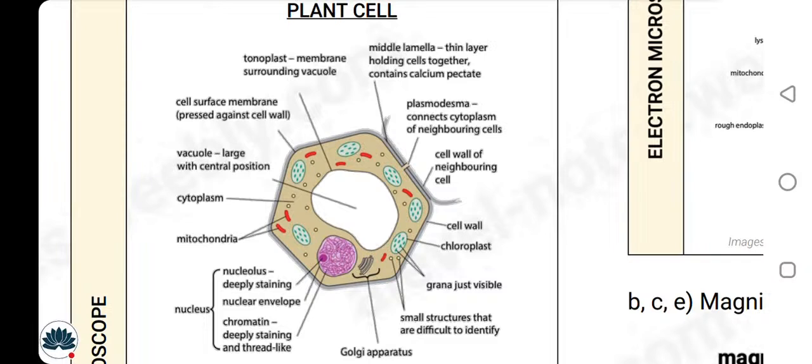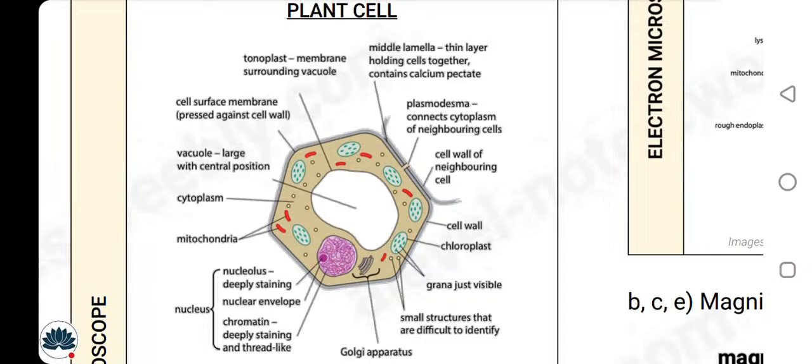All right, this is the plasmodesma, which connects the cytoplasm of neighboring cells. This is the region called plasmodesma, which connects one cytoplasm to the other cytoplasm. And you can see that there is no cell membrane or cell wall, which means they are connected. This region of connection is called plasmodesma. Then there is the cell wall of the neighboring cell and the cell wall of the particular plant cell.